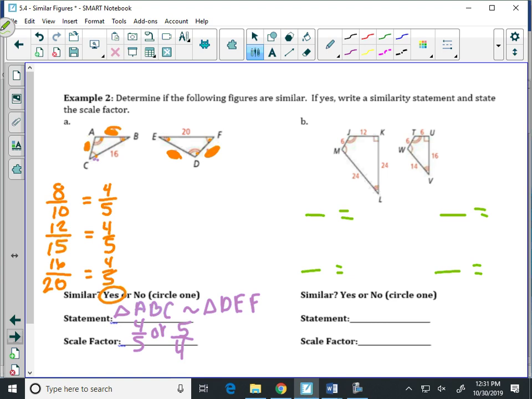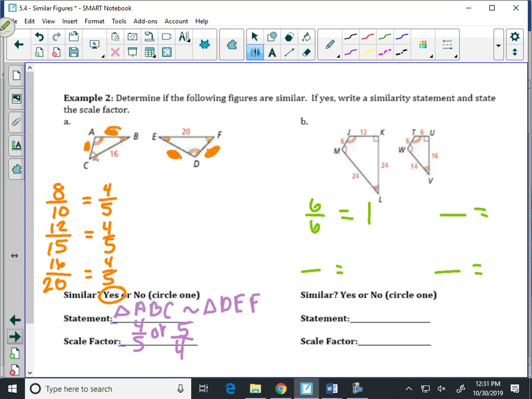Go left to right. What shape? It's not a triangle. Which side do we want to start with? JM. JM is 6, in between 2 and 1 arc. Which side maps up with JM in the other figure? TW, 2 and 1 arc, which is also 6. What does 6 over 6 simplify down to?